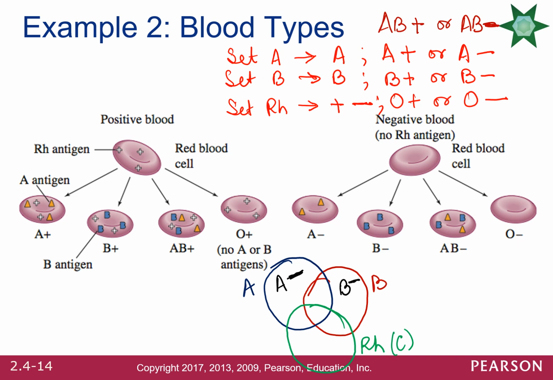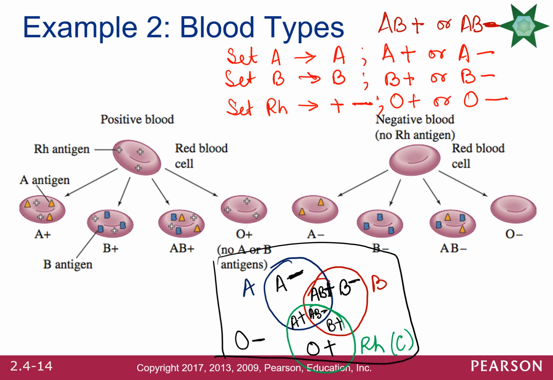So this is going to be B minus, and we are going to have O plus here. And this region, region 2, is going to be AB. It's going to be AB plus, and this is going to be AB minus. And then there is going to be A plus, and there's going to be B plus. And anything outside this is going to have O minus, and that's a part of the universal set.